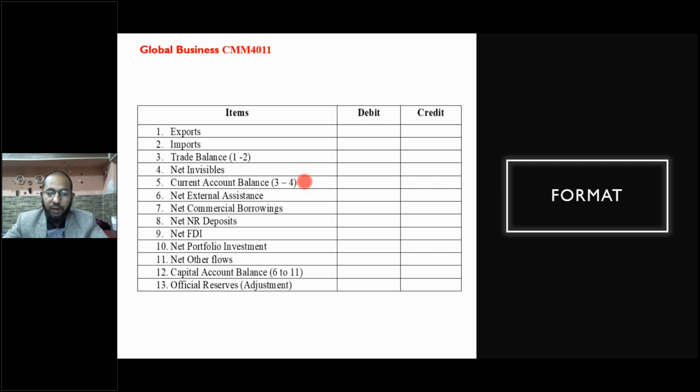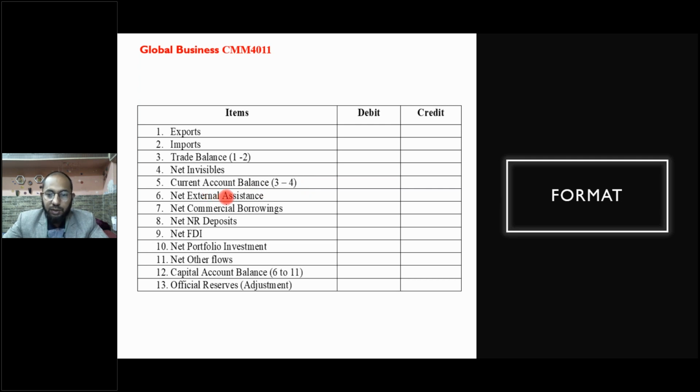Also, if a country is investing capital in some other foreign countries in the rest of the world, then it will also be a part of the capital account balance. So you can see the sixth item. From here we start with the capital account.